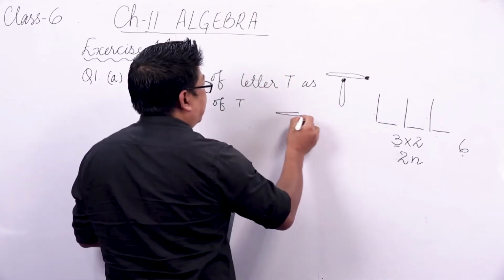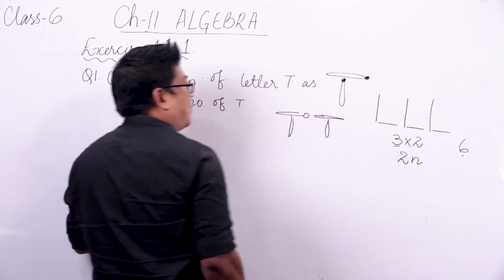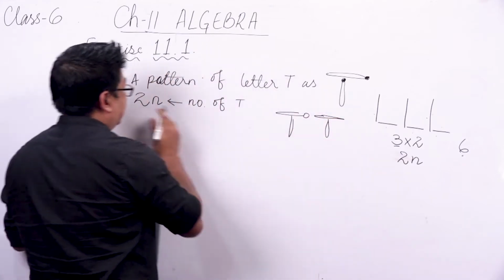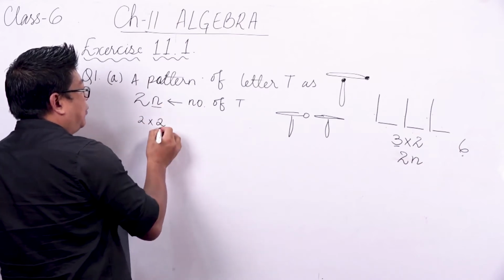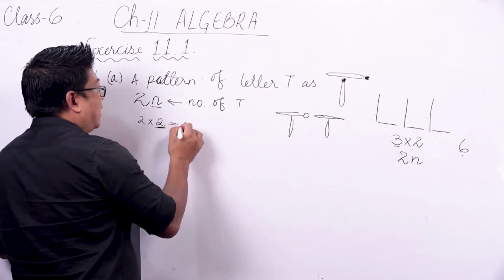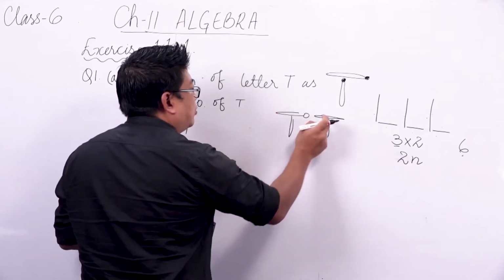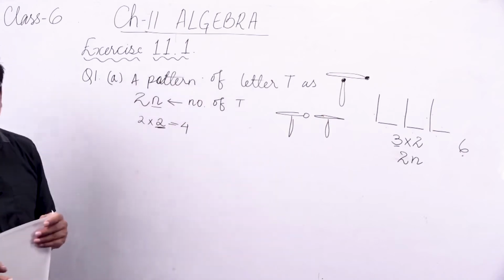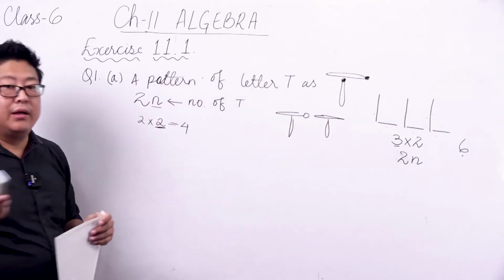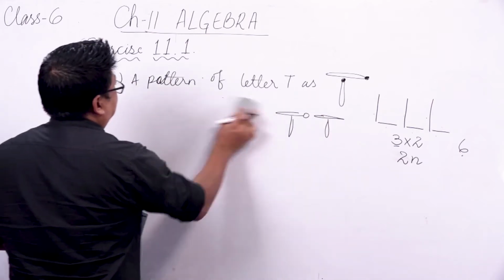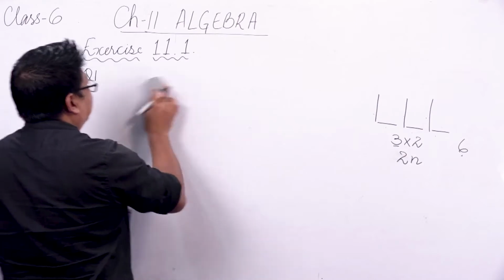If you make, let's say these are your matchsticks, if you make 2 T's, so 2 into, in place of n, I will put 2. So you will get 4. That means you are using 4 matchsticks. Let's count 1, 2, 3, 4. All right. So this is the same as the example that we did in the concept classes that we took. Please do not be confused.